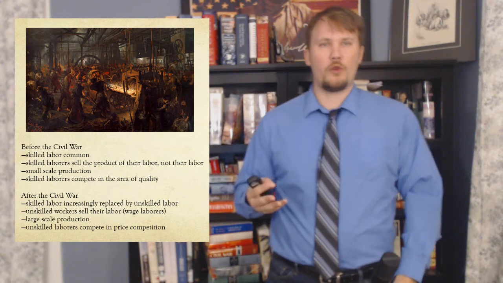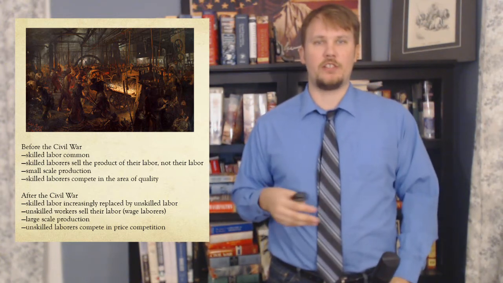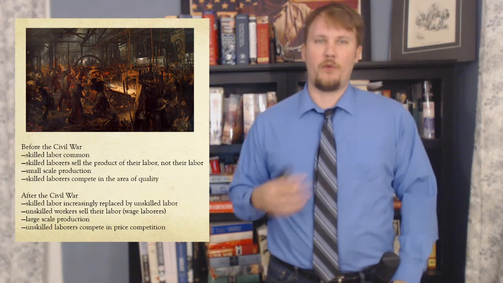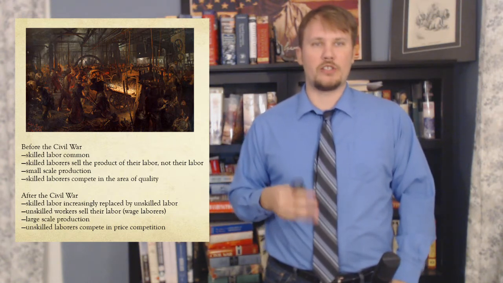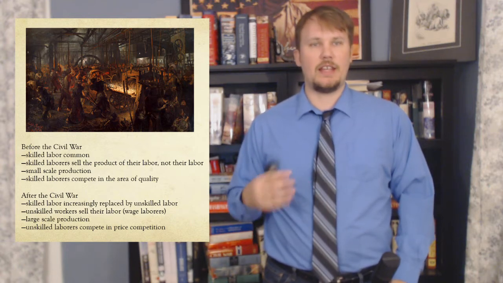Now these are generalizations. Some of the things going on before the Civil War continued on into the Gilded Age, while some of the characteristics of capital and labor in the Gilded Age were present long before the Civil War. But I think this is a good summary. More and more people were becoming wage laborers, meaning they depended on someone else to give them a paycheck. Before the Civil War, most Americans sold a product of their labor, not their labor. This is a key difference.